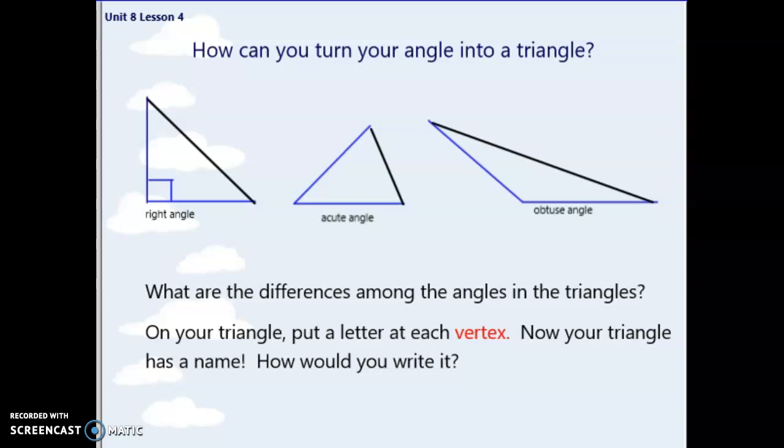So a right triangle has a right angle in it. An acute triangle has an acute angle in it. An obtuse triangle has an obtuse angle in it. Now, on your triangles, will you put a letter at each of the vertices? And that's how you could name your triangle. So I could put triangle A, B, C. For my acute triangle, I could call it triangle D, E, F. For my obtuse triangle, I could call it G, H, and I. And that's how you would label and name your triangles.